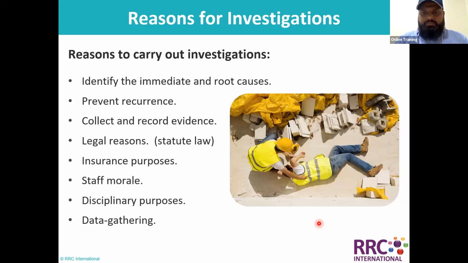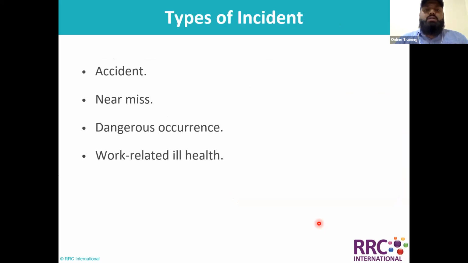Okay, now there are different types of incidents. Guys, remember, what is the meaning of incident? The meaning of incident is event. Event could be an accident, a near miss, a dangerous occurrence, or work-related ill health. Work-related ill health, what does that mean? It means the person got ill health because he was working on the job site and, due to some chemical he inhaled, he got a bad reaction inside his body. So he got ill health. This is one example.